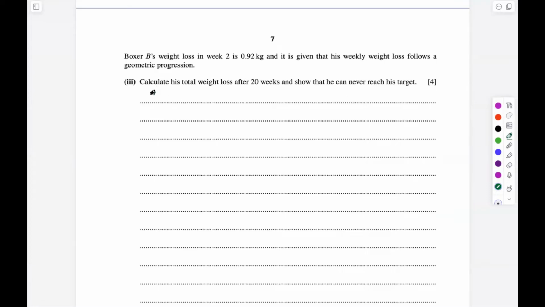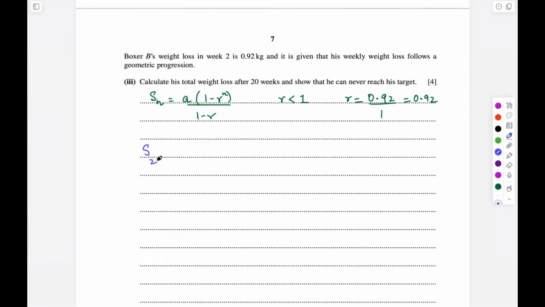As it is a geometric progression, the sum of n terms is given by a into 1 minus r to the power n upon 1 minus r, in the case where r is less than 1. As his weight loss in the second week is 0.92, the value of r will be the second term divided by the first term, so that will be equal to 0.92.